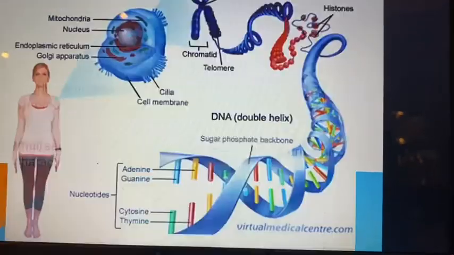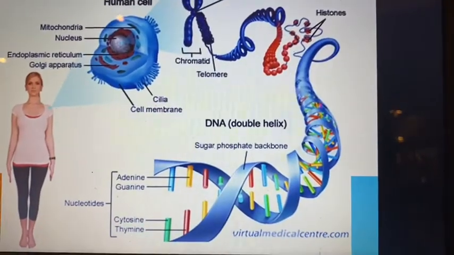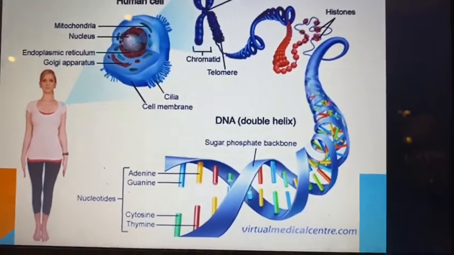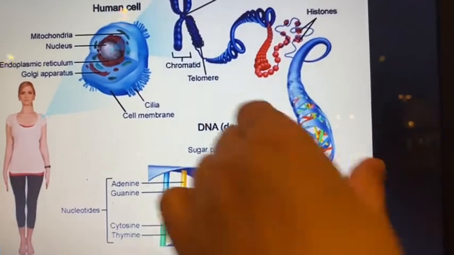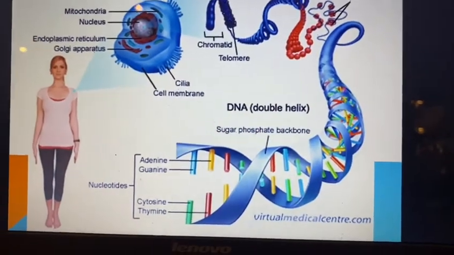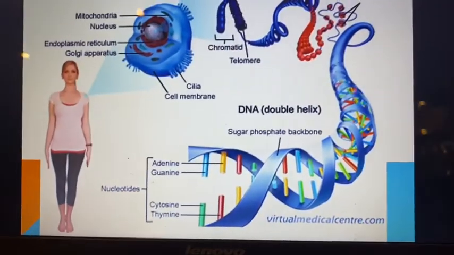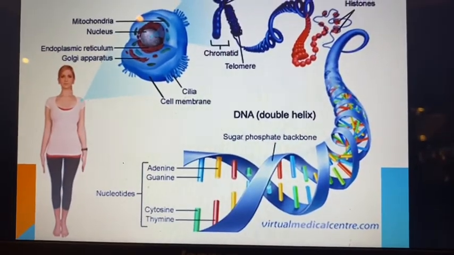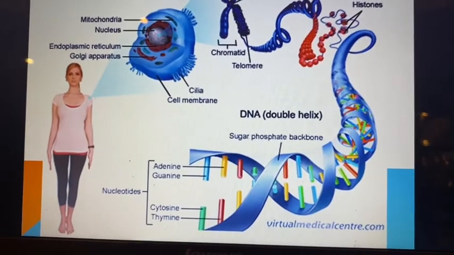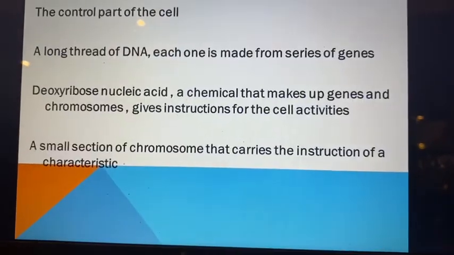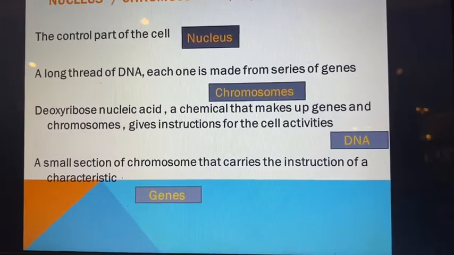So again, chromosome is made up mainly from DNA. Small sections are called genes, exactly like a Lego game. The big piece of Lego is made up from small pieces. These small pieces are the genes. Or let me describe it in another way.